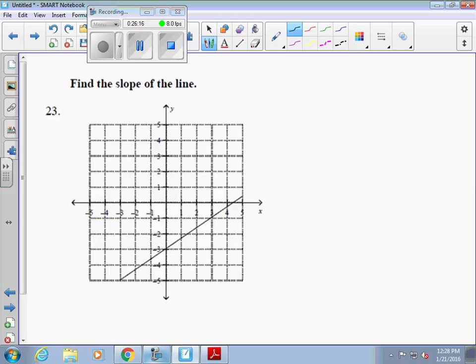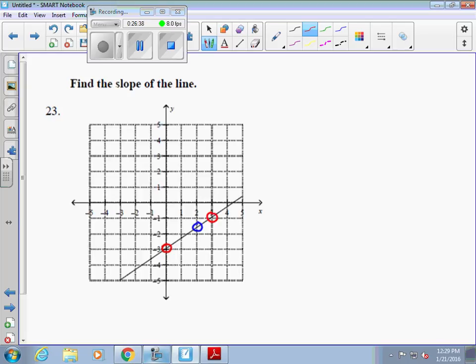Find the slope of the line. Simple. Find 2 points that are 2 intersections. Make sure you're not going through the middle of any values. What I mean by that, like this would be a bad one to pick because it's in the middle on your y value. You're not sure what it is. So pick 2 good ones, like this is probably a good one, and this is probably a good one.